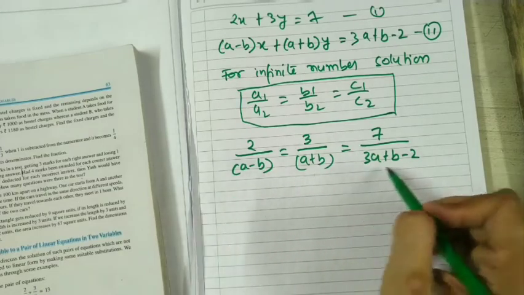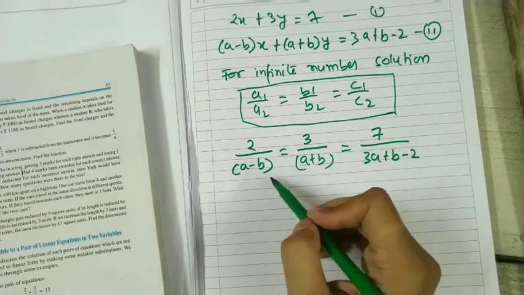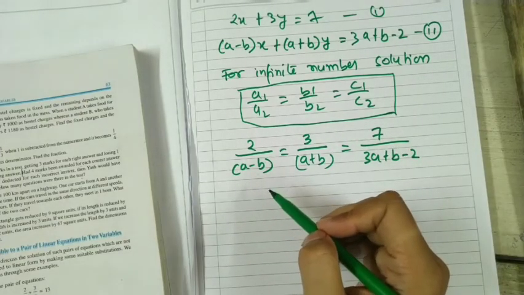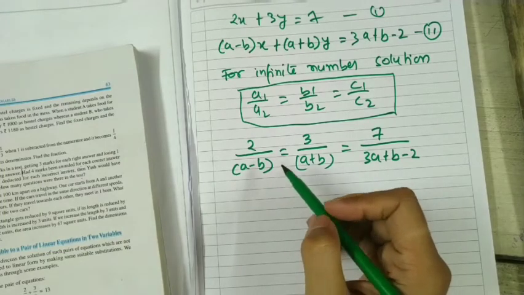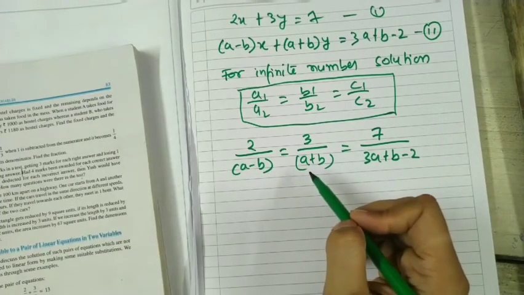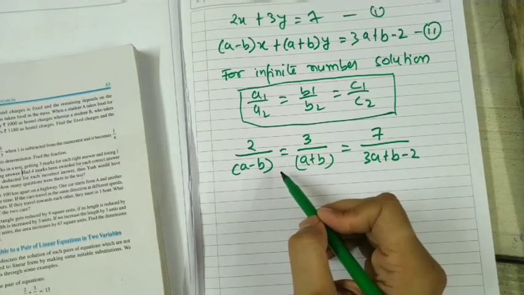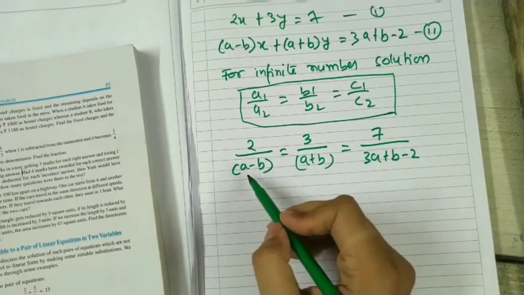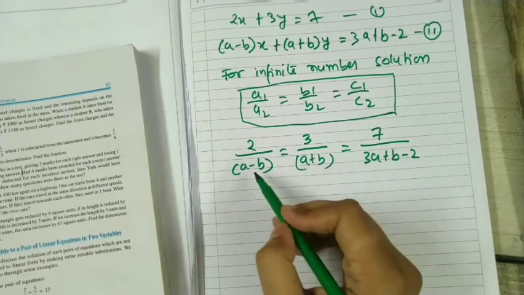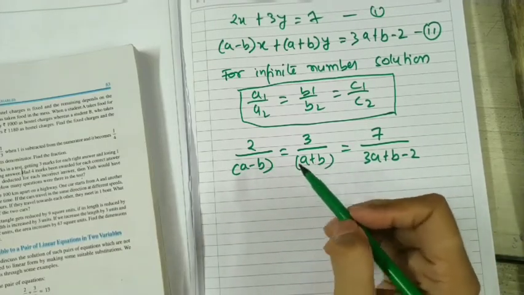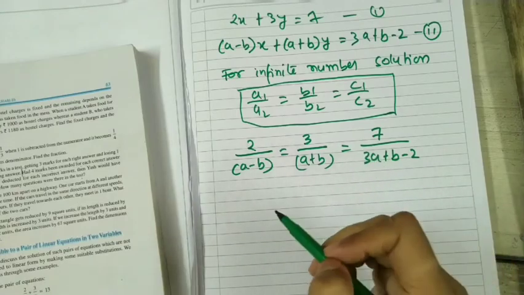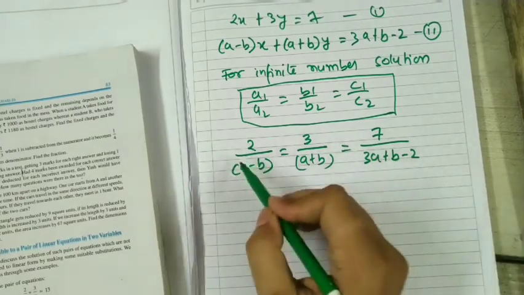With the help of these terms and this condition, we have to make two equations so that we can get the values of a and b. So this is the question. We have to find the values of a and b here. a and b are the unknown terms. To find the values of a and b, first we have to get two equations. And how to make these two equations? With the help of this condition.